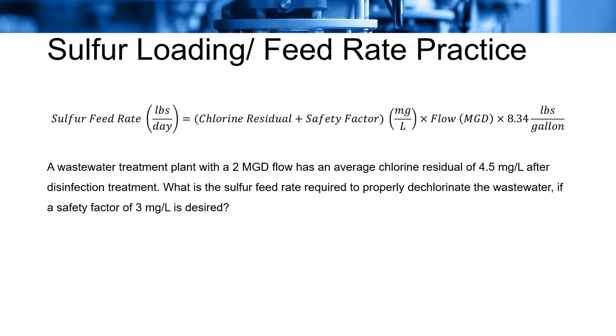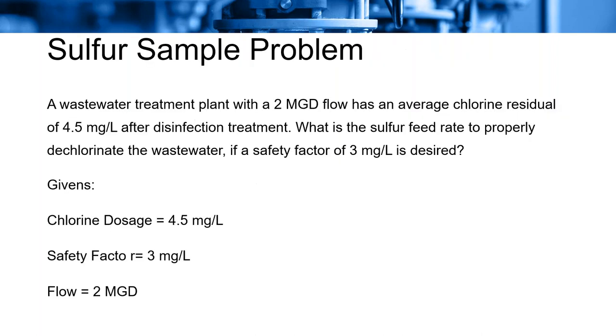The treatment plant has a 2 MGD flow and an average chlorine residual of 4.5 milligrams per liter after disinfection. We want to know what sulfur feed rate is required to properly dechlorinate the wastewater if a safety factor of 3 milligrams per liter is desired. Just like our previous problems, we're going to have our givens first: our chlorine dosage, our safety factor, and then the flow.